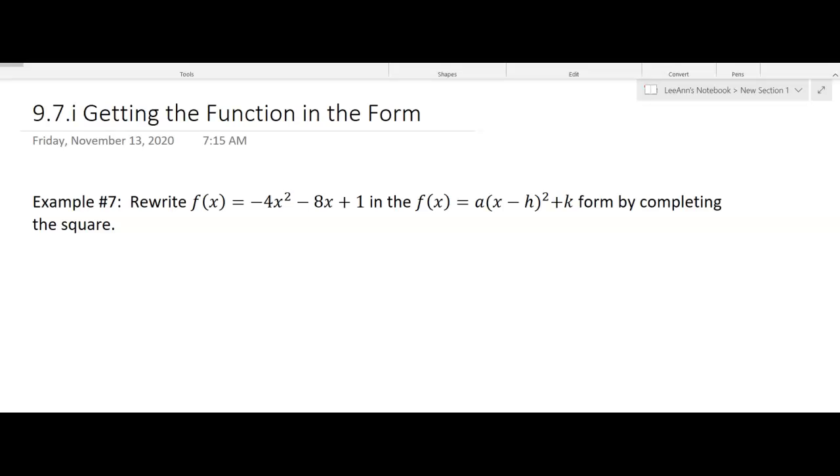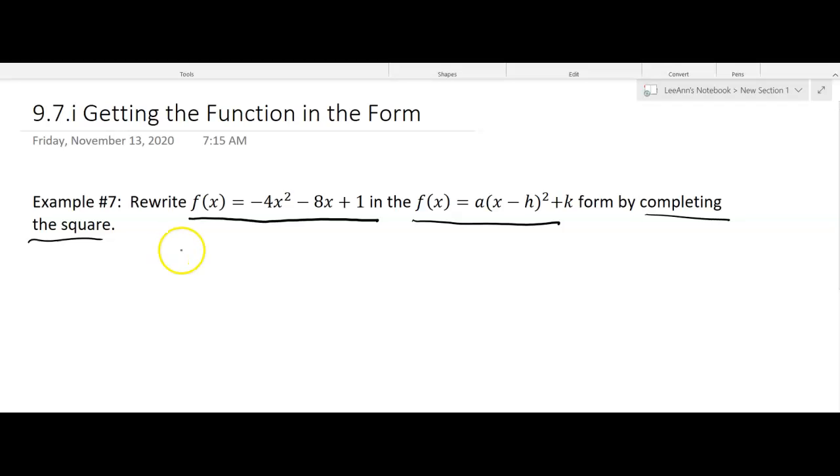So here we have a quadratic function, but it's not in the a times (x minus h) squared plus k form. They want us to write it in that form. And we do it by completing the square, which we've done in the past to solve quadratic equations, but it's a little bit different here. I mean, the concept's basically the same, but it's going to be a little bit different.